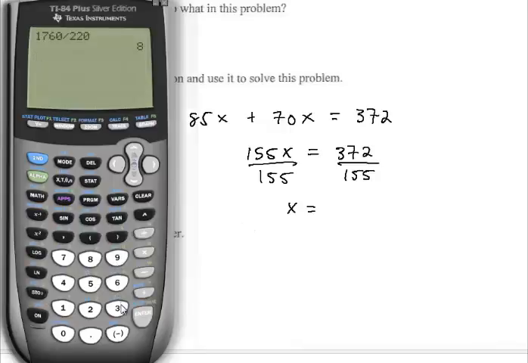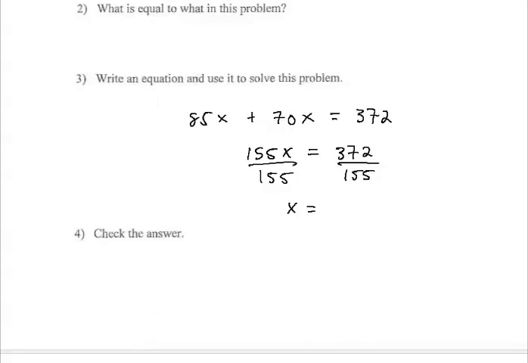On the right, we have to divide 372 by the 155, and we get 2.4. Okay. Now you may have to go back where you defined your variable to realize what units this number has. x is how long it takes Shirley and Nelda to meet. So the units of time that we were given in the problem was hours. So this is 2.4 hours.